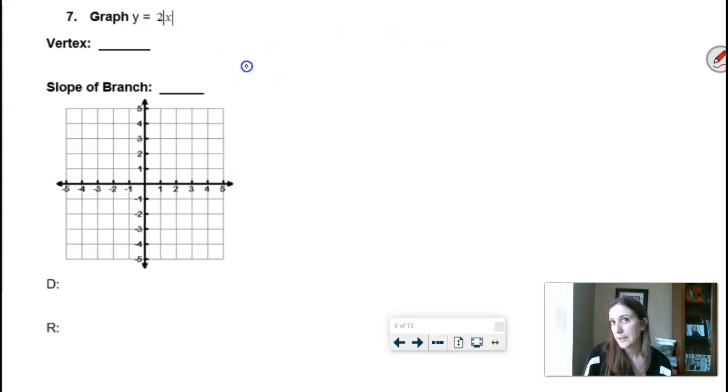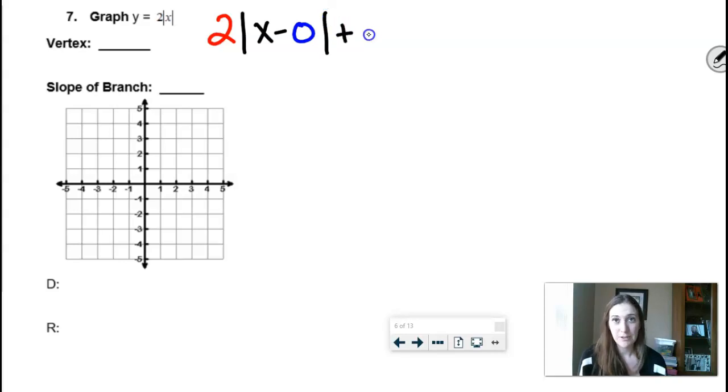I'm going to rewrite it in colors and with all the pieces that we just saw in the general form. So y equals, the a value is 2, and then we have the absolute value of x minus, and this is the first thing that's weird. There doesn't seem to be anything inside with the x. So I'm just going to put 0. And then close the absolute value bar, plus, and then again, there doesn't seem to be anything, so I'm just going to put a 0.